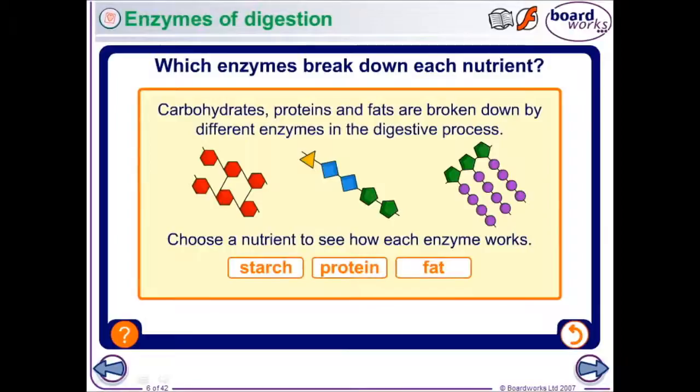So you should now be aware that there are lots of different enzymes involved in helping us digest our food. You should be specifically aware that amylase helps break down starch, that the family of enzymes called proteases are used to break down proteins, and the family of lipase enzymes help to break down fat molecules.